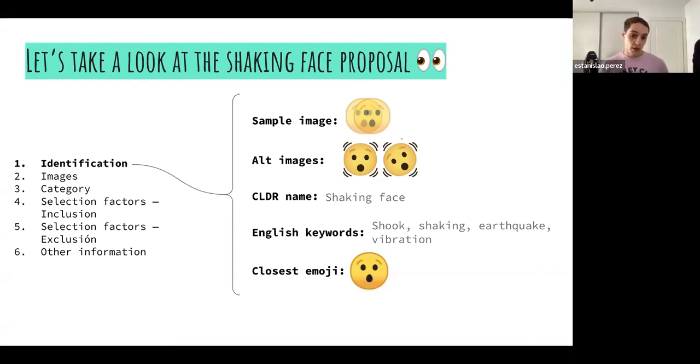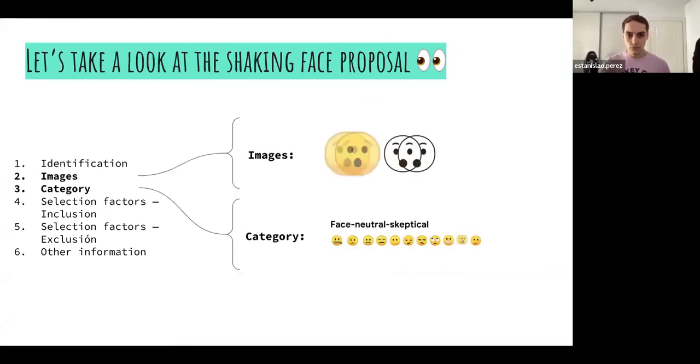And also, if it has, we have to provide the closest emoji that's similar to our new one. Then we have to provide images for it. We have to provide 2 images in 2 different sizes. We have to provide one in color and another one in black and white. The black and white one cannot use grayscale. That's important. We have just to use black and white.